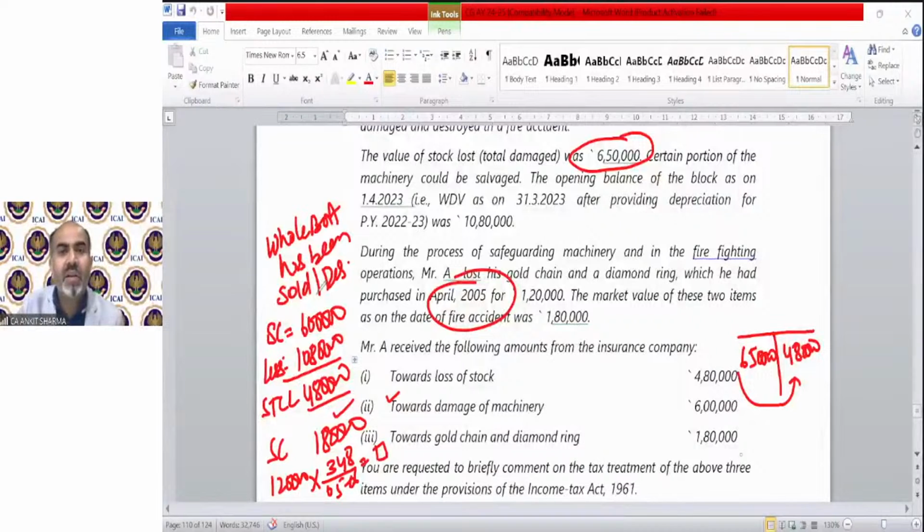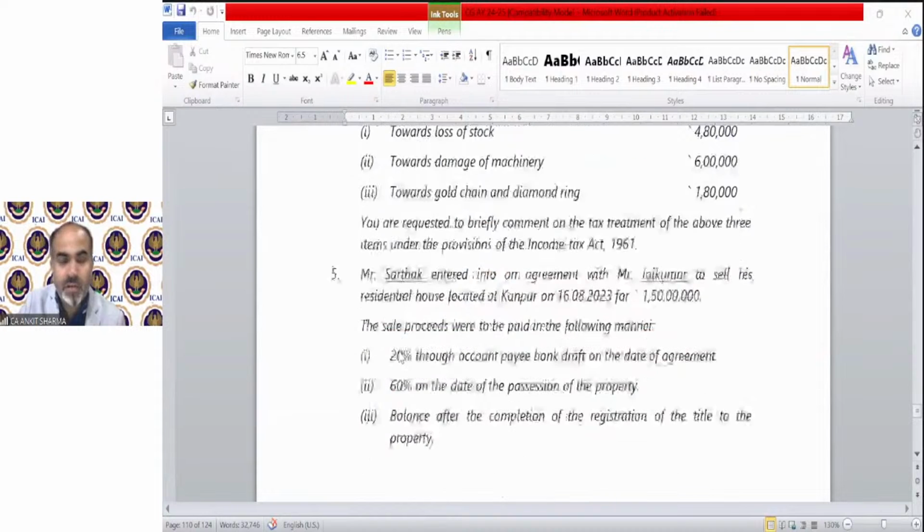Then we will have our loss or profit on this sale, the loss on machinery, diamond ring and gold chain. That is question number 4.